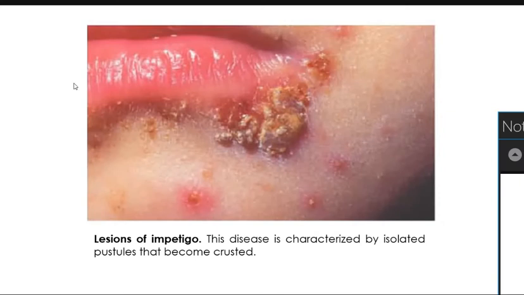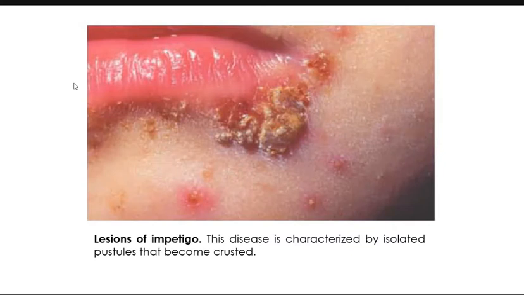So you see here now the lesions of impetigo. Ang difference na if you see, di ba alam natin yung sa may herpes simplex virus na ano din, parang ganyan. Pero sa herpes simplex kasi is more of mucocutaneous vesicle siya. Sa impetigo, isolated pustules naman siya that become crusted. So napansin nyo, medyo marami siya dito, usually din sa may lip area.